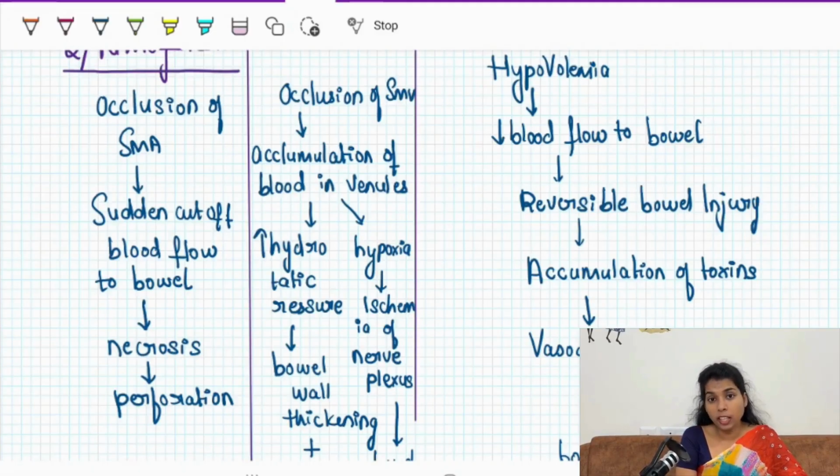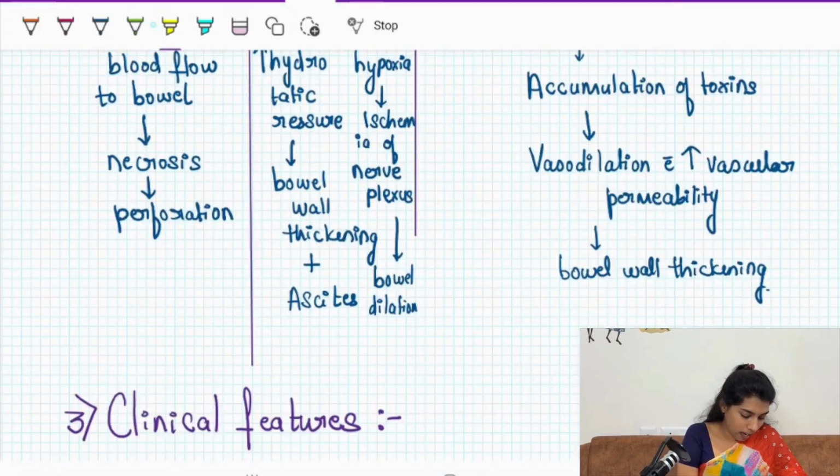Along with all this, you know that once there is ischemia, there is accumulation of toxins occurring. You will have hypoxia associated with this. Because of all this, you will have ischemia of the nerve plexus which is sitting in the bowel wall. Because of this, you will see associated bowel dilatation.